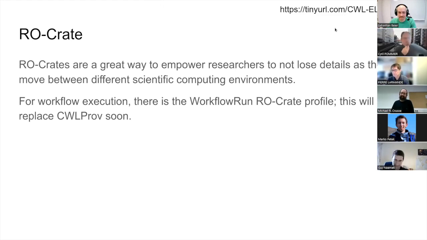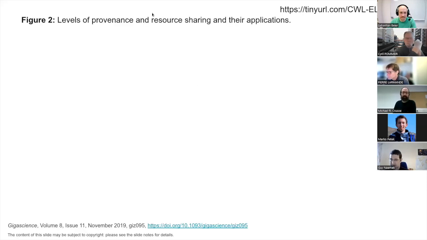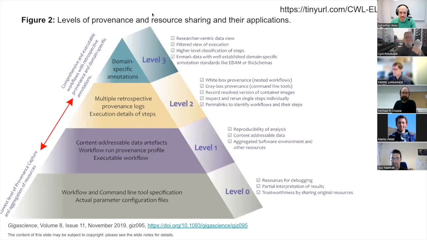Well, I might jump in with the first question that I was about to put in the chat, but since it's the right moment, about this very slide. So you're saying that for workflow execution, the WorkflowRun profile will replace CWLProv, that itself encapsulates or takes advantage of the Prov ontology and so on. So is this going to be only for the running of workflows or for any type of provenance? This is what is not fully clear for me.